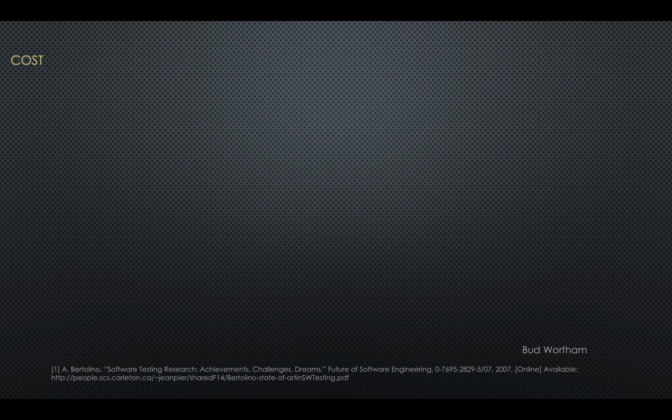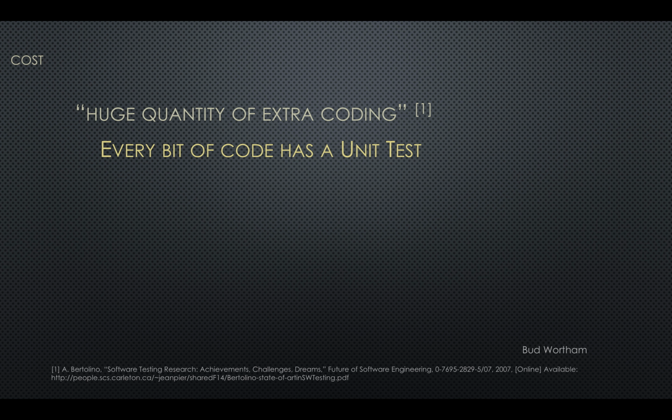Hi everyone, my name is Bud Wortham and I will be discussing the cost, cons, and disadvantages of unit testing. Let me begin by talking about the cost. The main cost that comes from unit testing is a large amount of code. For every function or unit, there will also be a unit test to make sure that the code is functioning properly. Now, with the code and the unit test, we're also going to need a large form of version control. This needs to be implemented to keep track of every change to the code, unit test, and system.